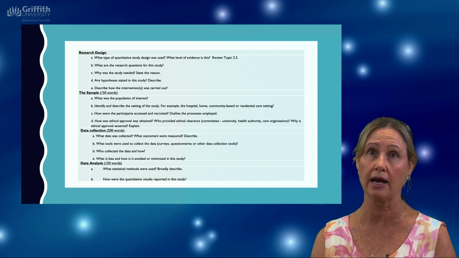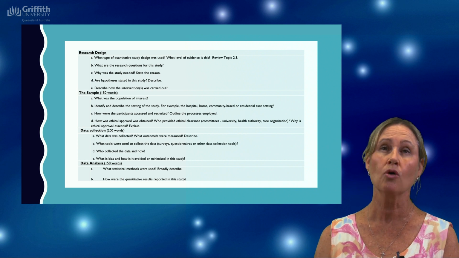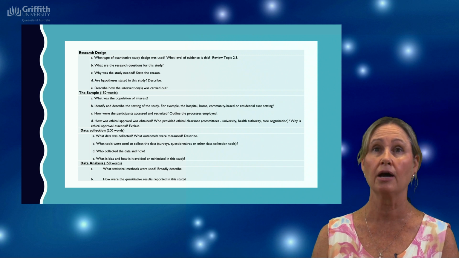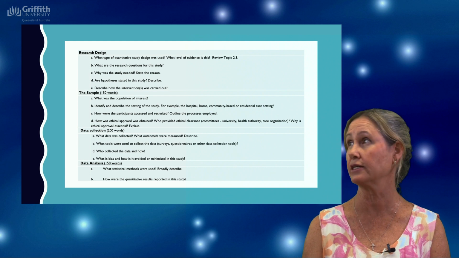Were there any different ethical issues in relation to this particular population? Was ethics obtained, and was this clearly provided? And did they highlight any risk factors with the population?